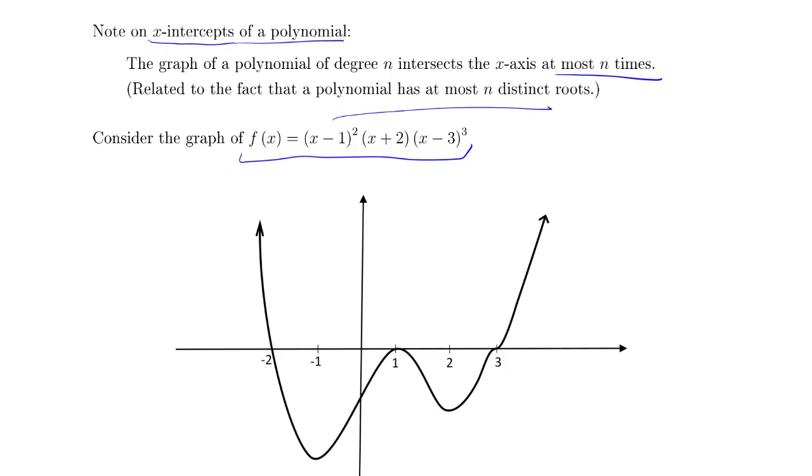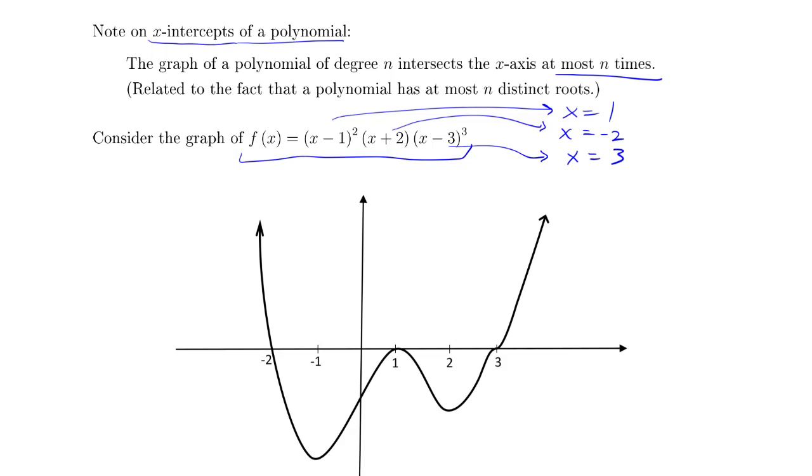This factor is telling us x equals 1 is a root. This factor is telling me x equals minus 2 is a root. And this factor is telling me x equals 3 is a root. But those are only 3 roots.